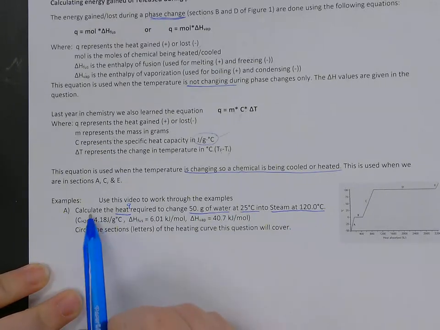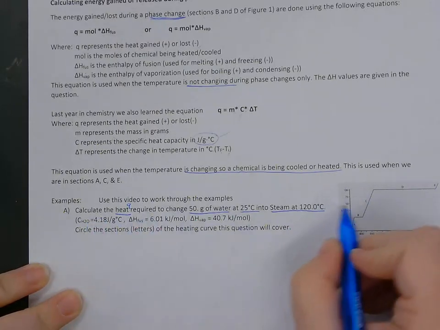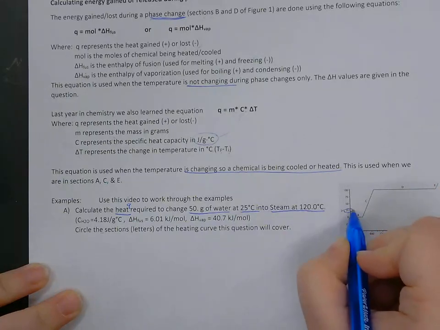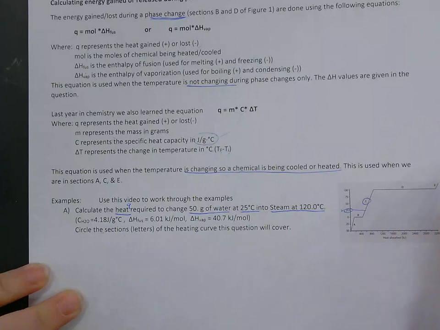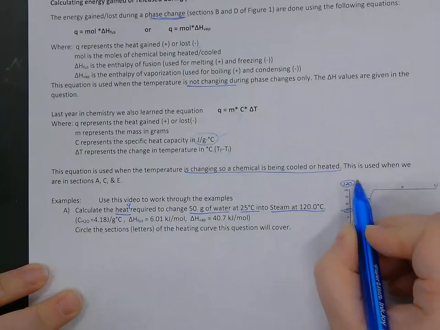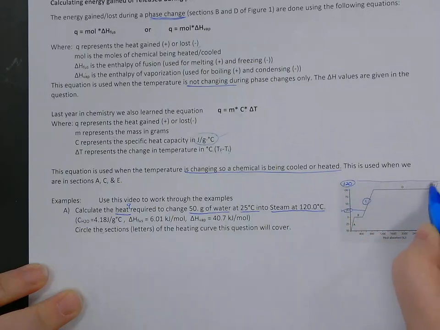So we've got a substance, water, at 25 degrees Celsius. So that is here. So we're going to be in section C to start. And then we are going to heat it to steam at 120 degrees Celsius up here. So we're going to be going to section E.